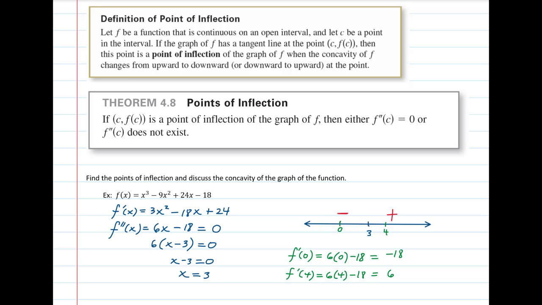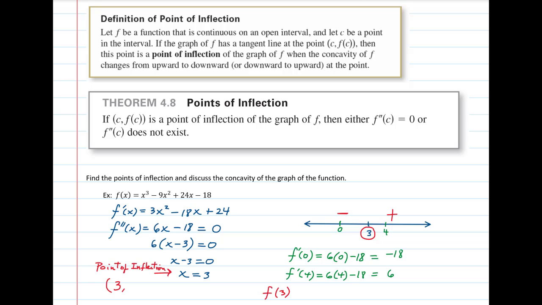We get that the first interval, from negative infinity to 3, is negative, in other words, concave down. And the second one, from 3 to positive infinity, is positive. The sign of the second derivative is positive, so it's concave up. The point is, it does change concavity at x equal to 3. Therefore, there is a point of inflection at 3, comma, the function evaluated at 3.